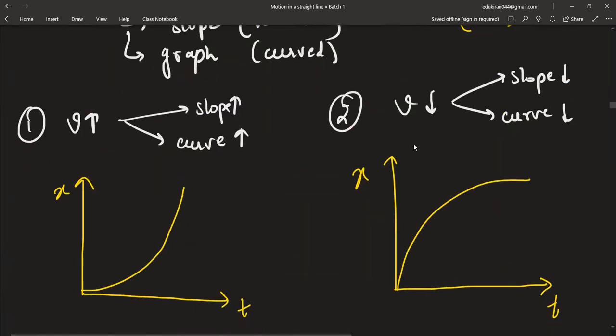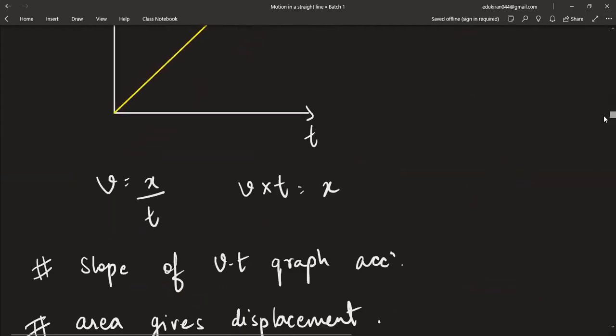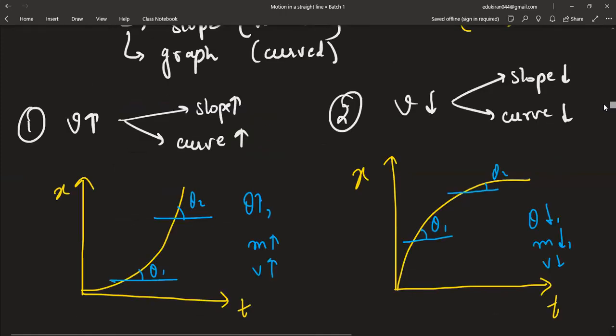What if the velocity is increasing or decreasing? Same thing. You will get the increasing graph. See, theta 1, theta 2, slope is increasing. So slope is increasing, curve is increasing. Angle is increasing, slope increases, velocity increases. Here, if you mark it theta 1 and look at theta 2, angle is decreasing, slope is decreasing, velocity is decreasing. This I'll tell you, just write this down first quickly.